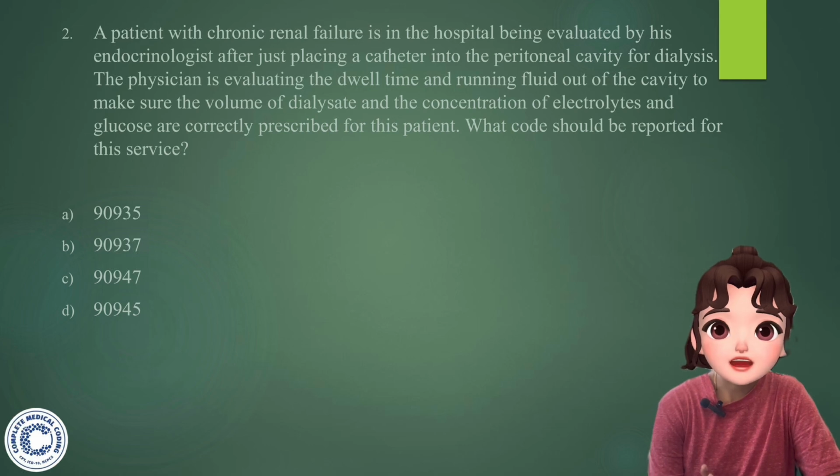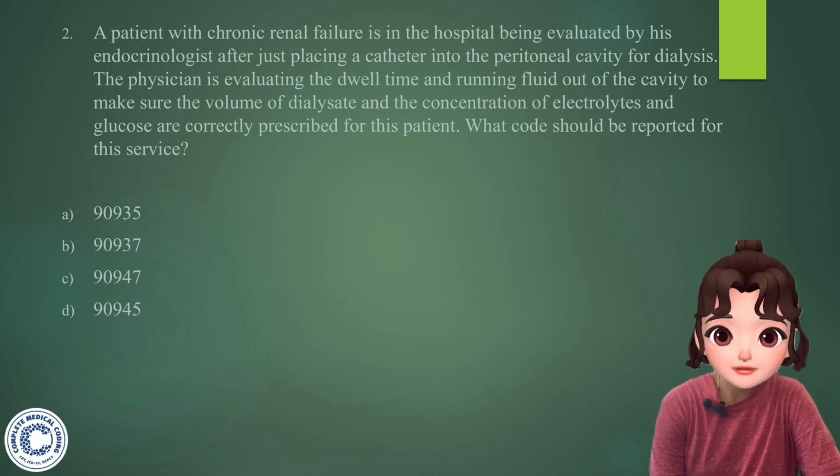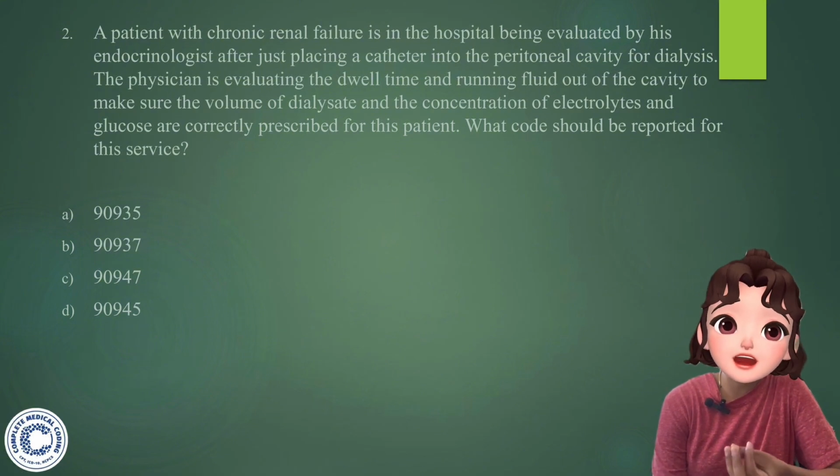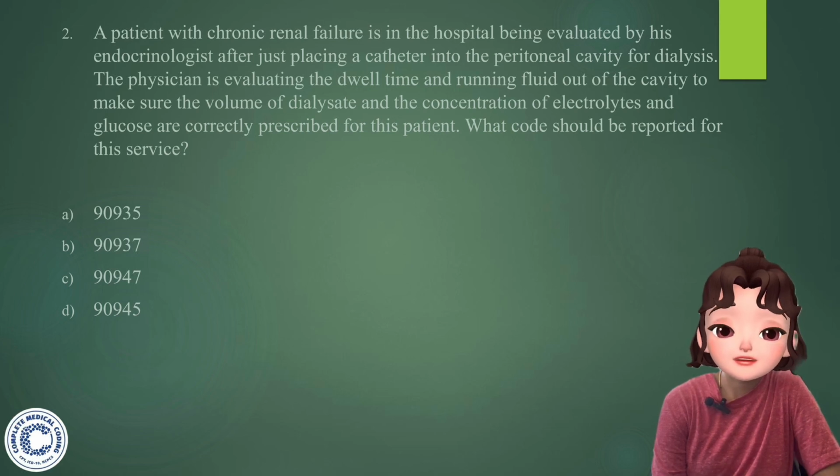So here, this is again the 90,000 series medicine chapter. Here you have to code for the dialysis code. Dialysis. So here the patient is with chronic renal failure. Sometimes they will add the diagnosis also. Here in the question you only have to find out the CPT code. Sometimes they will ask for the diagnosis as well. What will be the diagnosis here? Chronic renal failure.